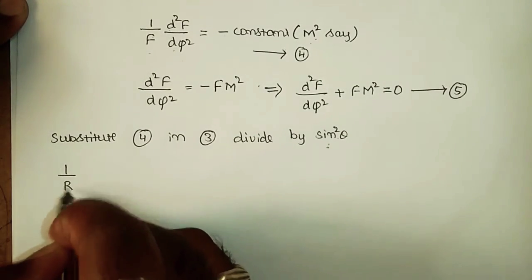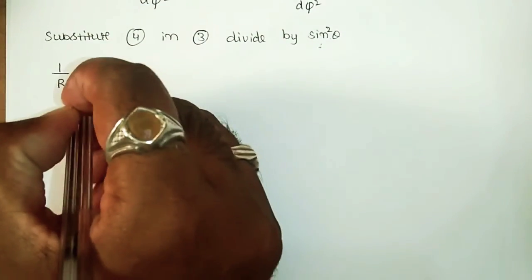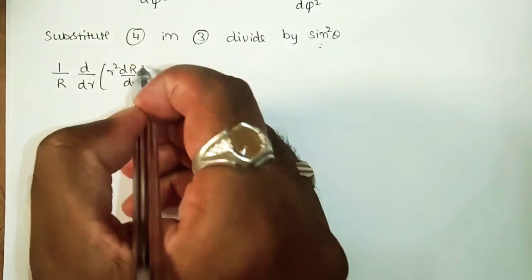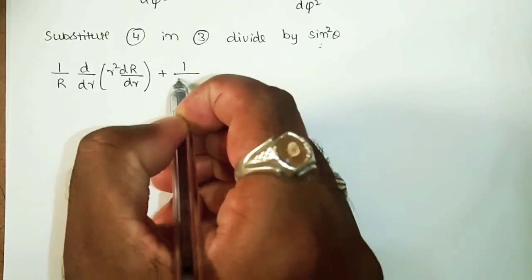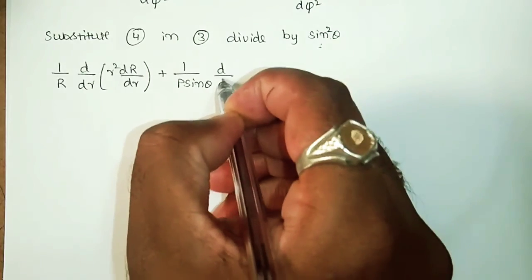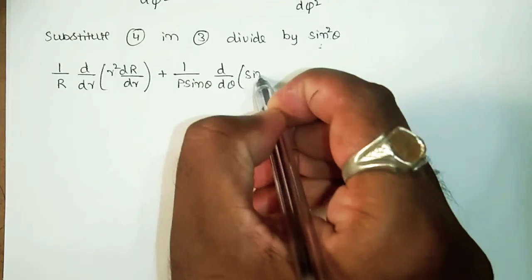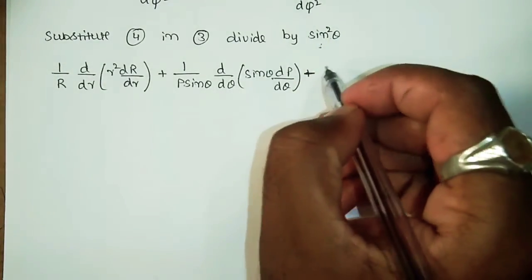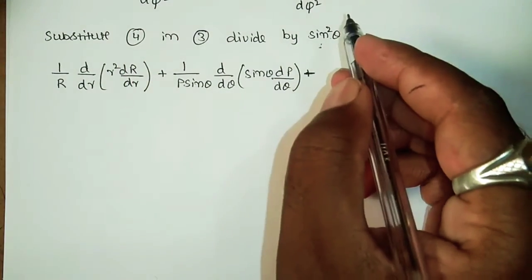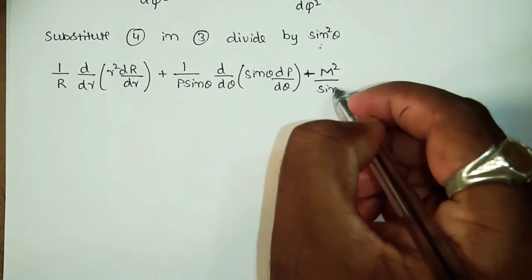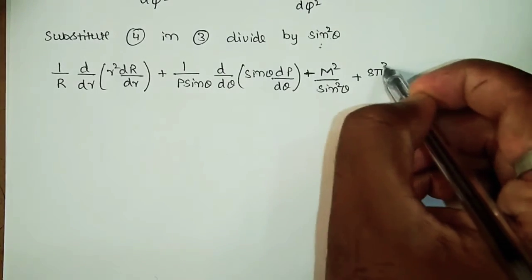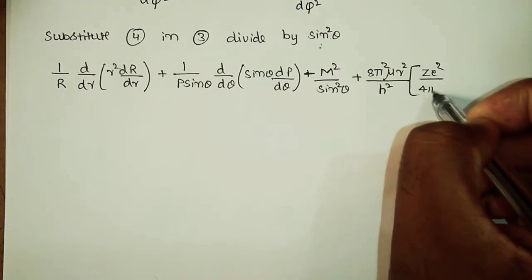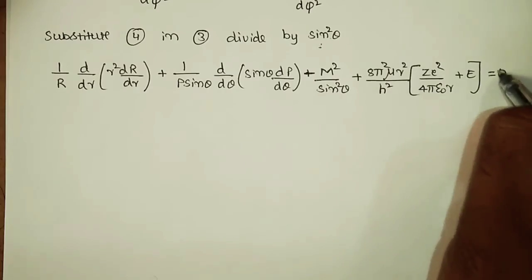So 1 by r into d by dr of r square dr by dr, plus 1 by p sine theta d by d theta of sine theta dp by d theta, plus minus 1 by f d square f by d phi square, which will be taken as minus m square, and dividing by sine square theta, plus 8 pi square mu r square sine square theta will get cancelled, so we remain with h square of z e square by 4 pi epsilon naught r plus e, and that equals 0.